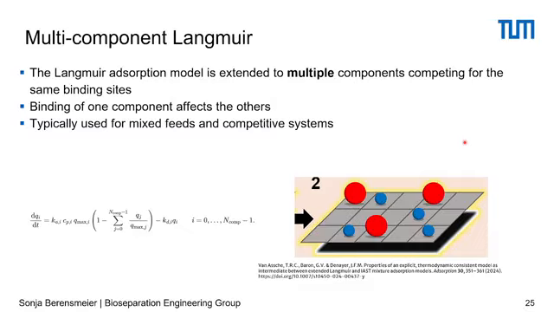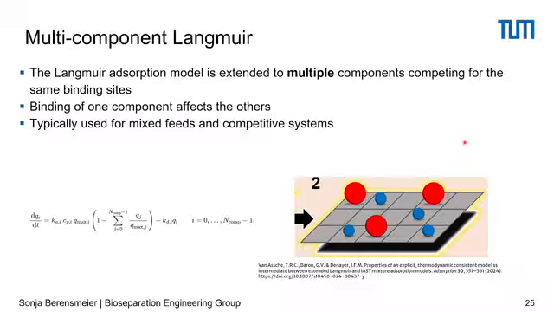So the first step is to introduce the multi-component Langmuir. The initial Langmuir equation that I showed you only takes into account one molecule type. However, in chromatography, if we want to separate different molecule types, we need to have an adsorption system that allows us to have different molecule types. So this is where multi-component Langmuir comes into account.